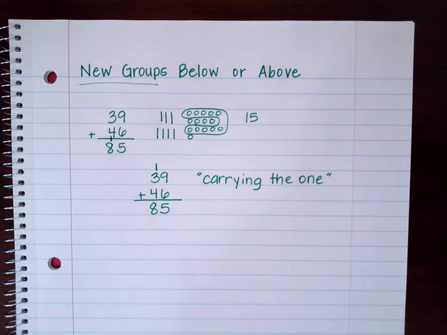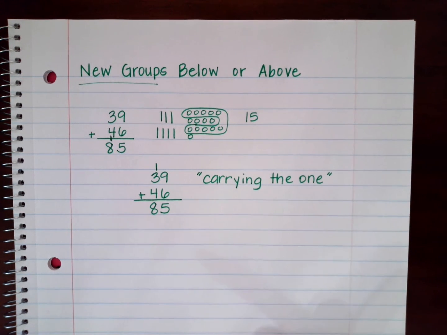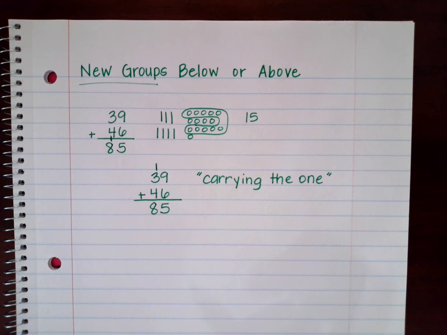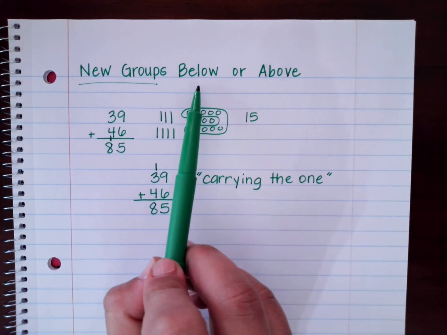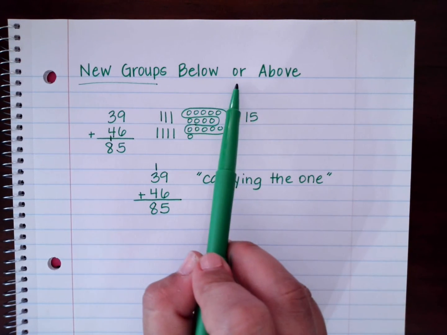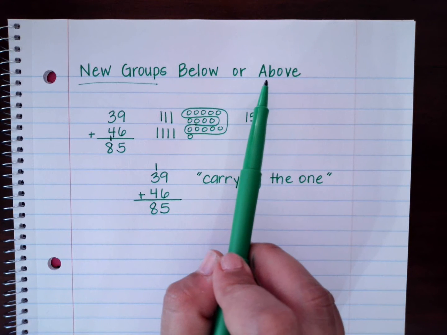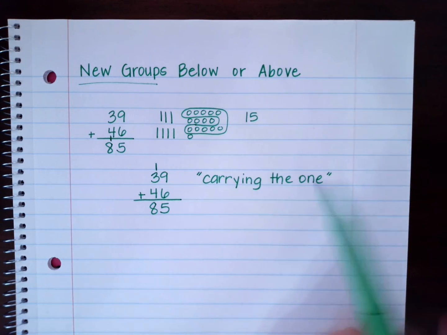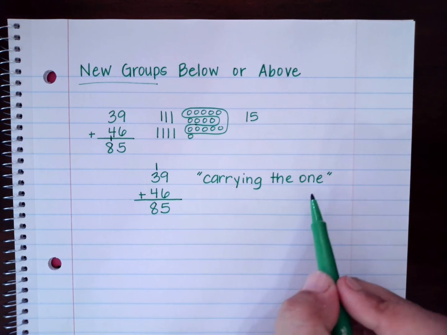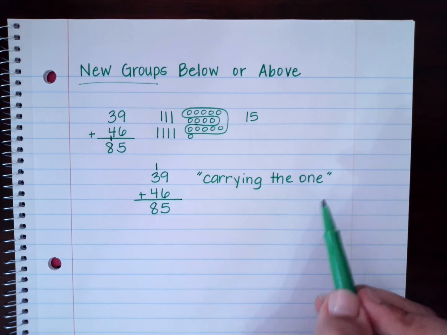So if your parents are helping you with your math, if they say carry the 1, do you know what they mean? You do, right? And you can kindly explain to them that it's actually not called carrying anymore, mom and dad. It's called new groups below or new groups above. And you can explain to them why we're not calling it a 1.